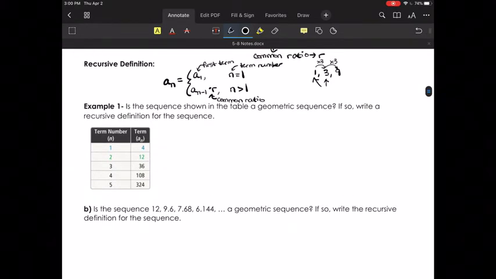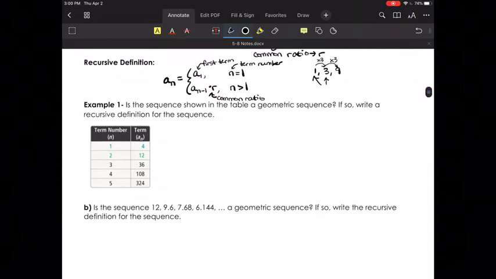On example 1, it says, is the sequence shown in the table a geometric sequence? If so, write a recursive definition for the sequence. So you have in your left column your term number, 1, 2, 3, 4, 5. And then you have the term, 4, 12, 36, 108, 324. You always want to see if you're multiplying by the same thing every time when you're looking at your terms. So 4 times 3 gives you 12. 12 times 3 gives you 36. 36 times 3 gives you 108. And 108 times 3 gives you 324. Okay, so yes, this is a geometric sequence because each term is being multiplied by the common ratio of 3.